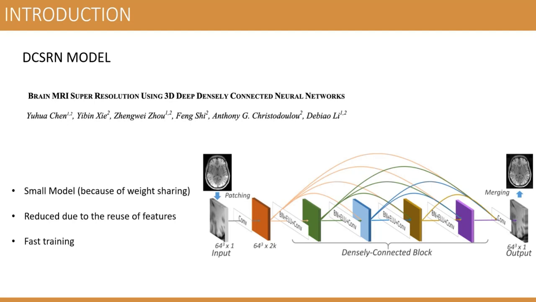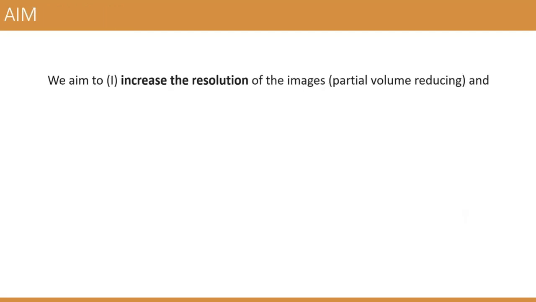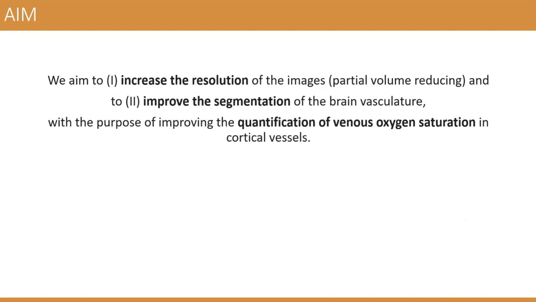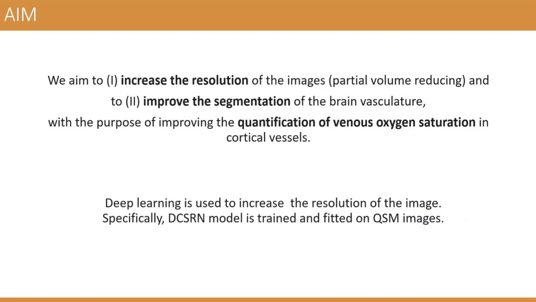So we decided to see if we could apply this model to QSM images. What we want is to increase the resolution of the image, and hopefully the partial volume problem is going to reduce. Hopefully the segmentation of the vessels is going to improve as well, and also the quantification of the venous oxygen saturation in the vessels. How do we do that? We take this DCSRN model and apply it to the QSM images. We cannot just apply it, sorry, I said something wrong: we need to train and fit the model again.